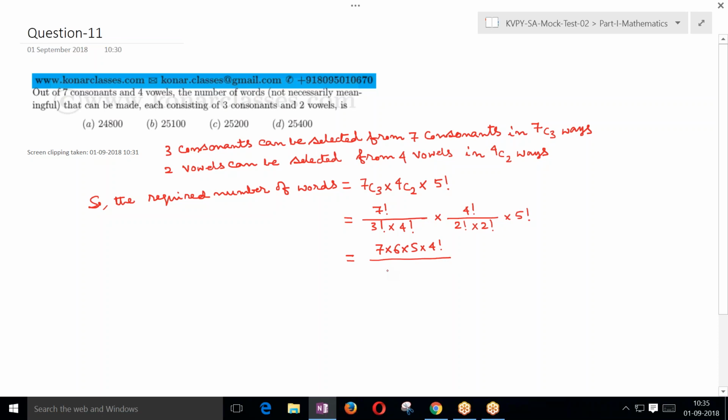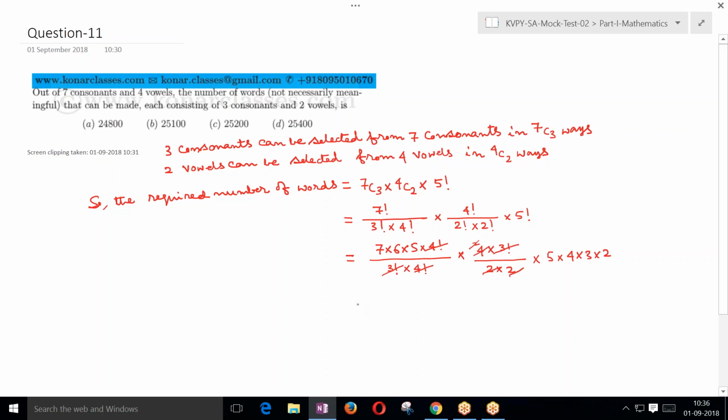So here also I write 3 factorial into 4 factorial into 4 factorial. I will write 4 into 3 factorial. 2 factorial is 2 and then 2 factorial is 2, and 5 factorial is equal to, we do not have any other scope, so 5 into 4 into 3 into 2. Now what we see, this 4 factorial got cancelled, this 3 factorial got cancelled, this 4 is cancelled with this 2.